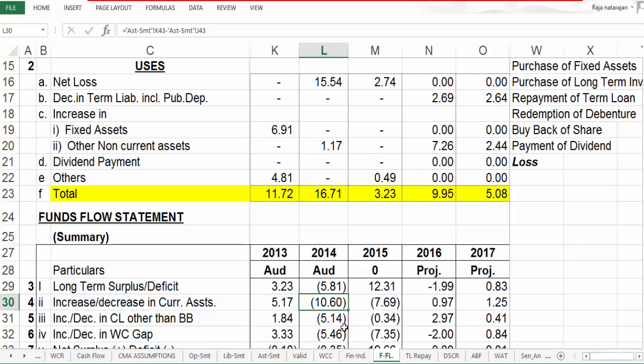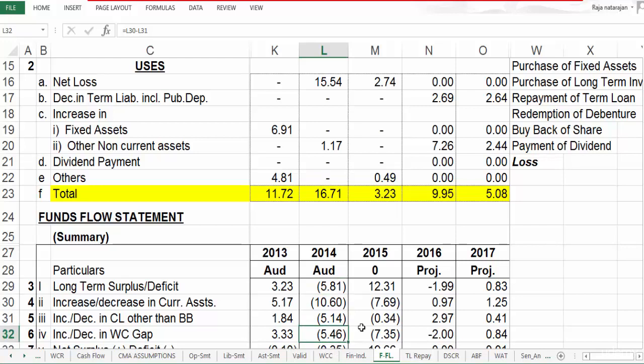Okay, so in 2014, current assets have come down by 10.6. It means funds have come into the business to the extent of 10.6. But what happened to current liabilities? Current liabilities have also come down by 5.14. Current liabilities coming down means payments, outflows. So you realized 10.6 with a reduction of current assets, but you have to pay 5.14 for repaying your current liabilities. So what is the net money available? It is 5.46. Now this 5.46 is used for funding the long-term deficit of 5.81.